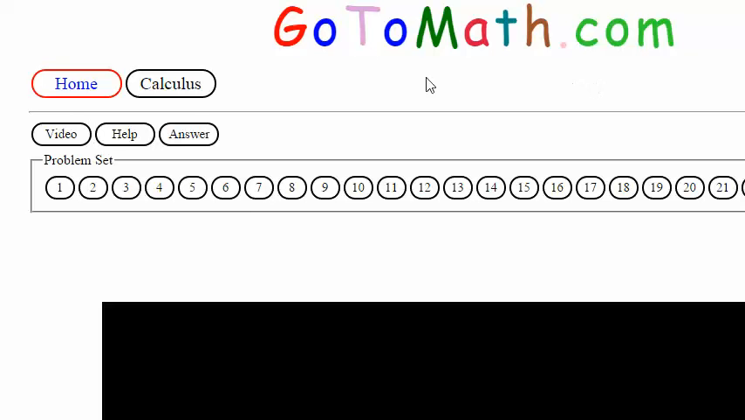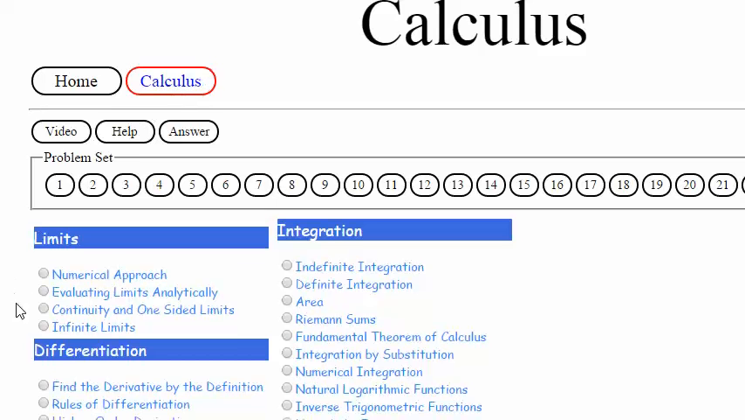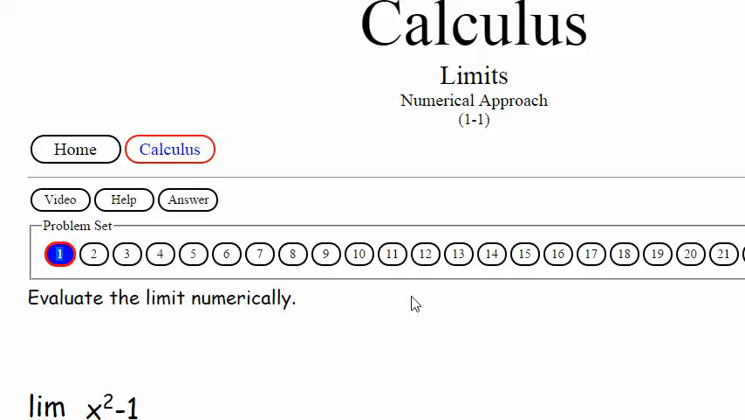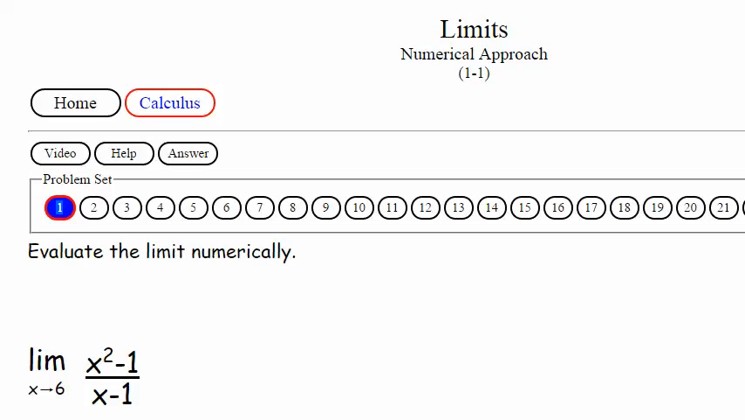We're at gotomath.com working some calculus. So let's just click on the button here. We're in the evaluating limits numerically section, and we're actually in that section right there. Let's scroll up and take a look at, that's not the problem I want to look at actually. There it is right there. Okay, we're going to be evaluating this limit numerically.